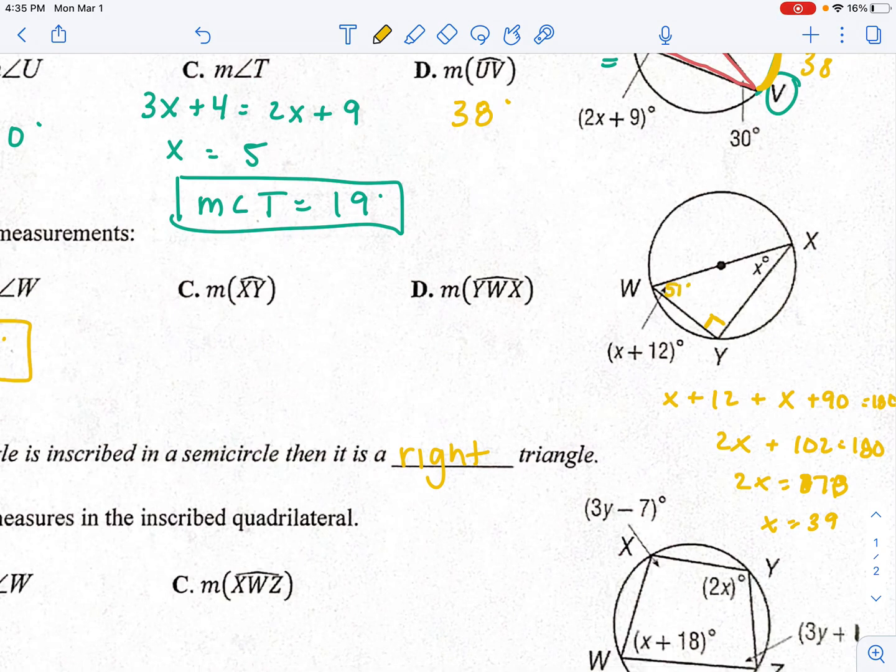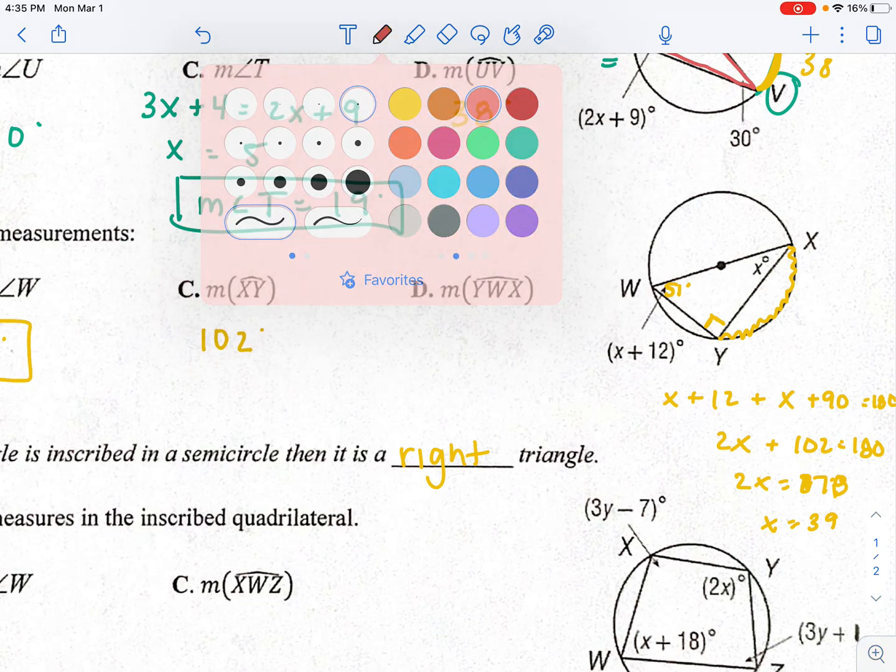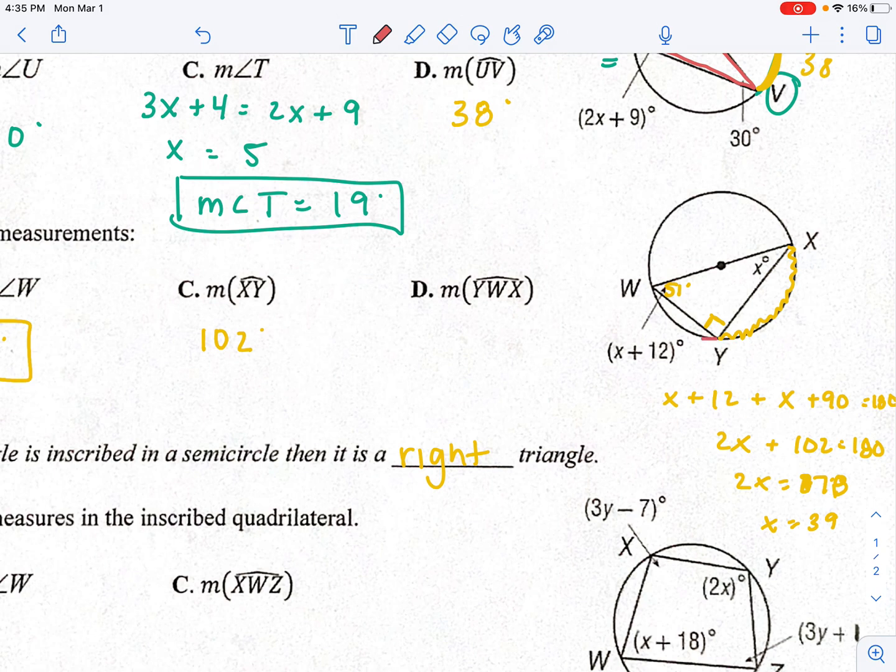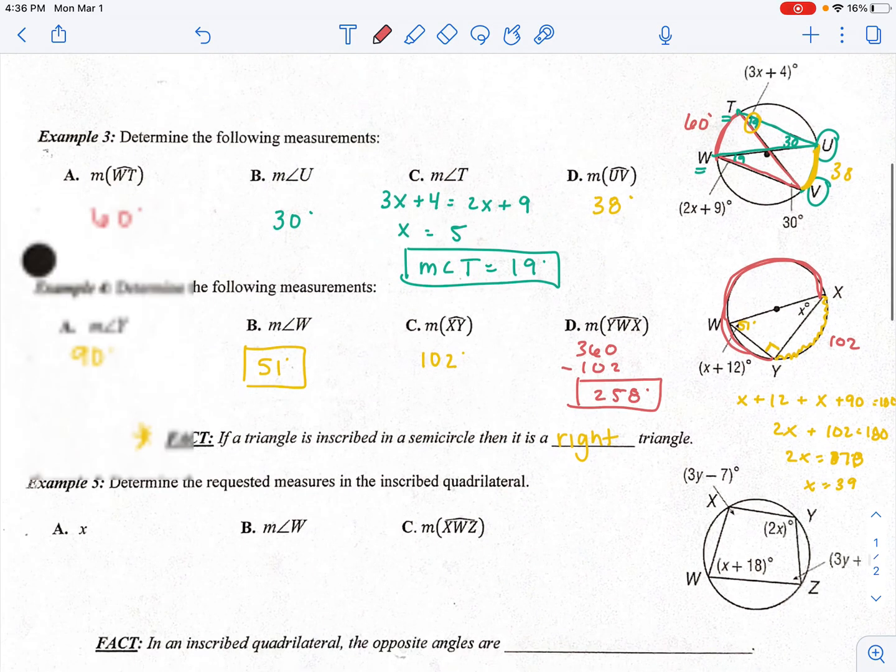This is 51 degrees. I want to find XY. Well, XY is this arc, and its inscribed angle is 51, so that arc is double that. So 51 times 2 is 102. Now they want us to find YWX. So it's everything but that arc, which we found was 102. So I could do 360 minus 102. And I get 258 degrees.